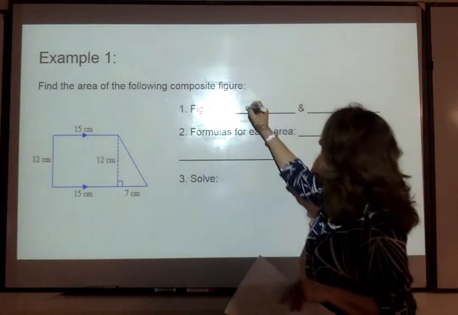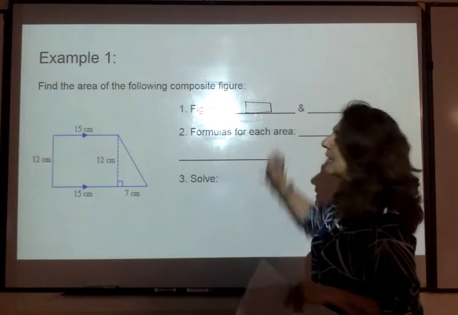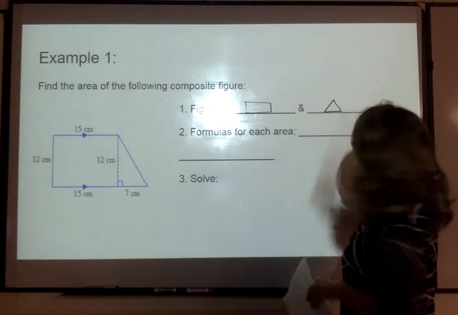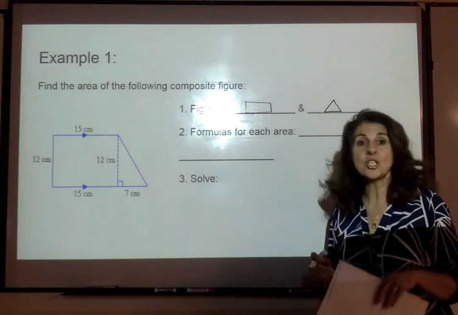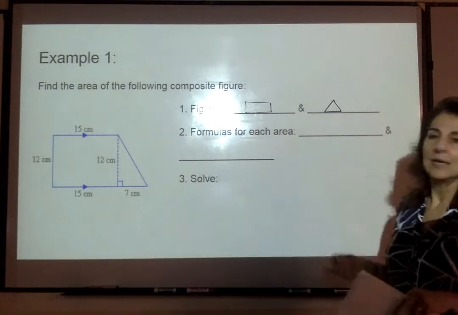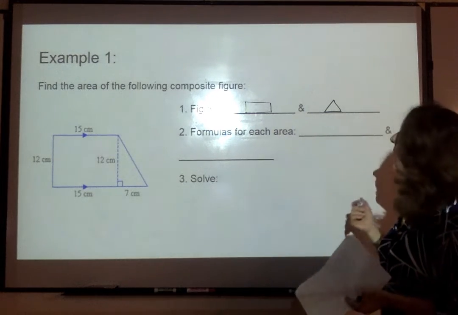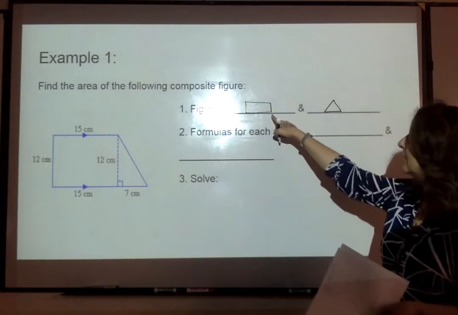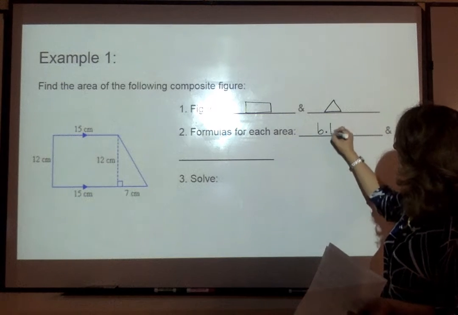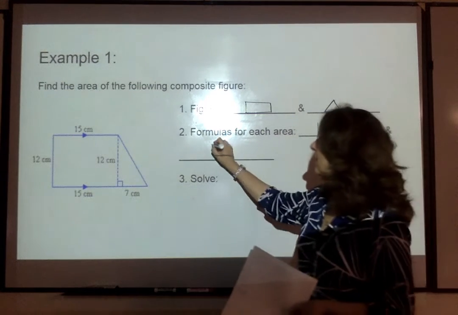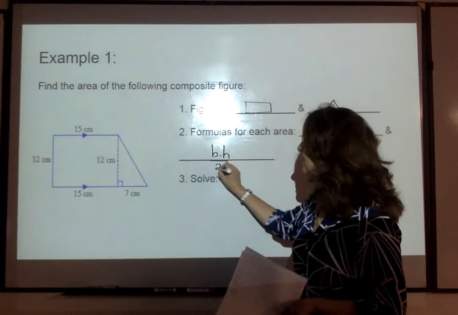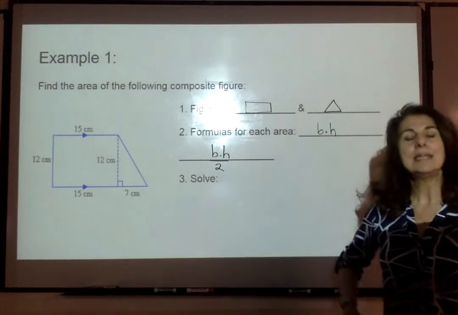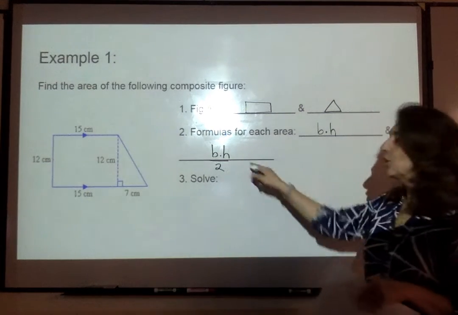The figures that I have: a rectangle, and I can just draw it. I don't need to write it. And I have a triangle. The formulas for each area, how do I remember that? It is on the last page. Well, I'll be using it so much that we end up not forgetting. So the formulas for each area: the rectangle, base times height, and the triangle, base times height divided by 2. It's always good to have the formulas at hand, so you can refer to them.